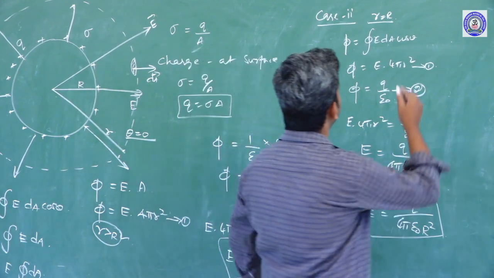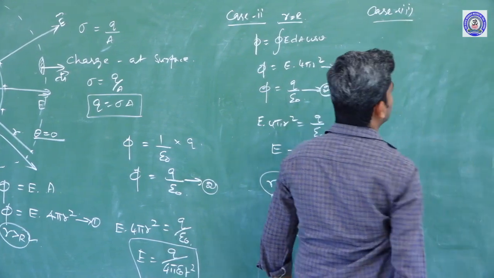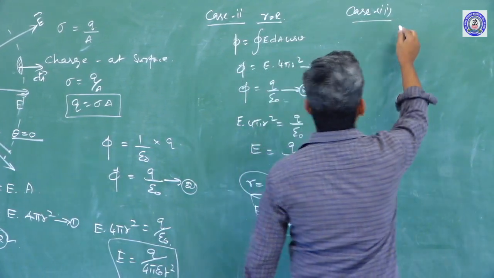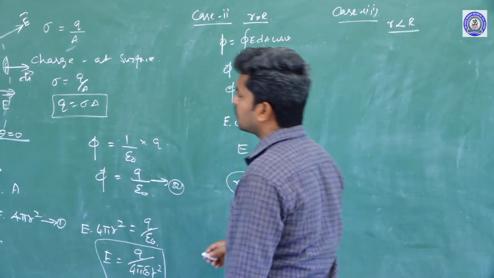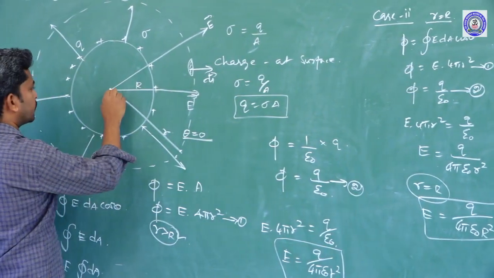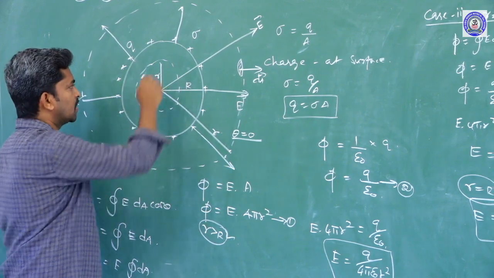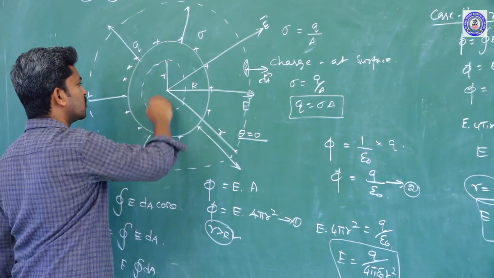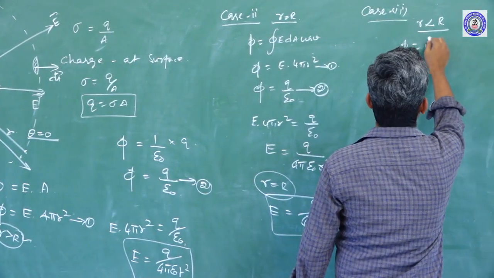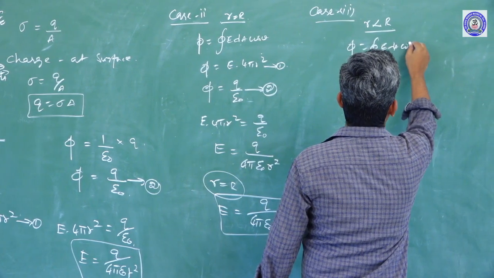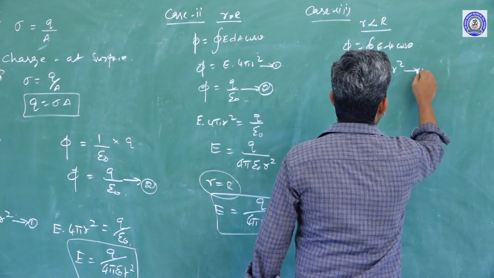And case 3, it is very important: inside of the sphere, which means r less than R. I want to calculate this r distance in the Gaussian surface. This r distance is a small sphere inside of the sphere. As usual, phi is equal to the closed surface integral of E dA cos theta. You get the answer, phi is equal to E 4 pi r square, equation number 1.